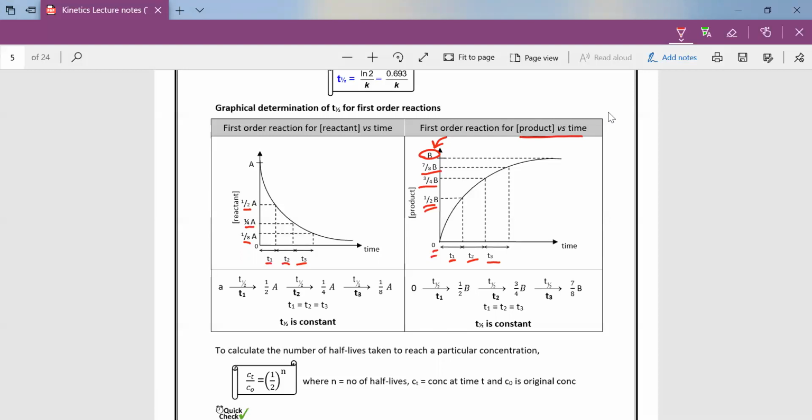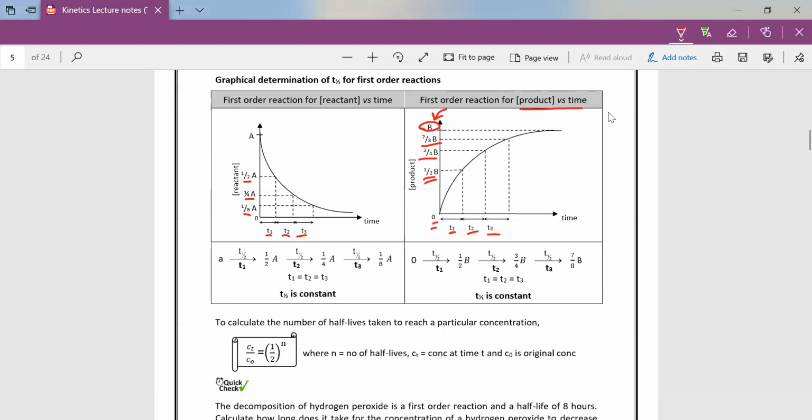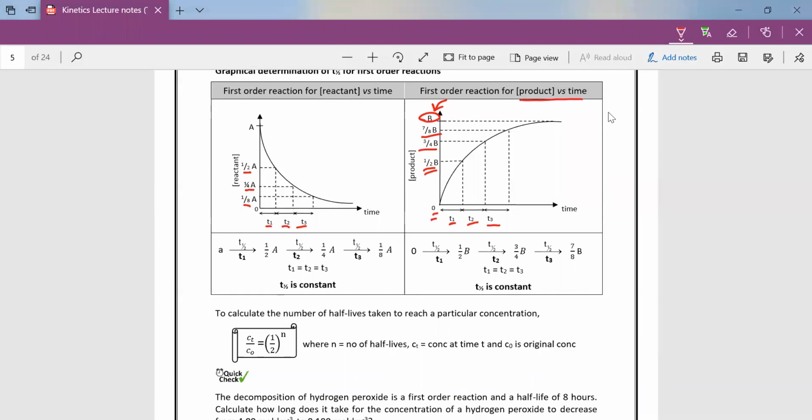To calculate the number of half-lives needed to reach a particular concentration, because sometimes a question will ask you how long it would take to reach a certain concentration, you can basically use this formula where n is equal to the number of half-lives, C subscript t is the concentration at time t, and C naught is the original concentration.